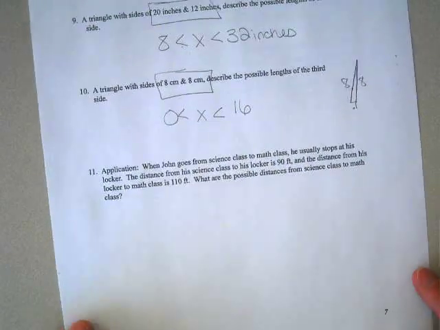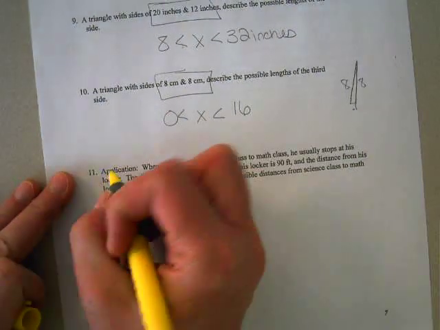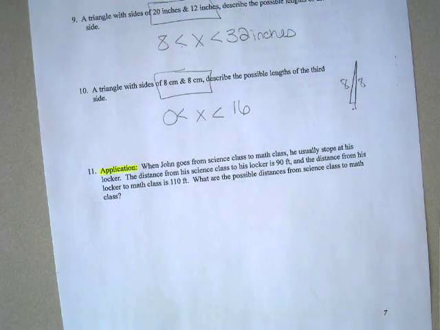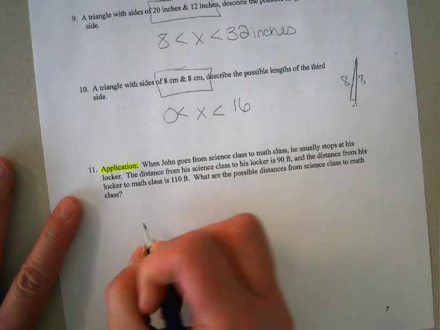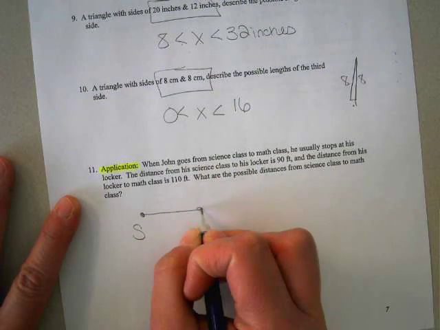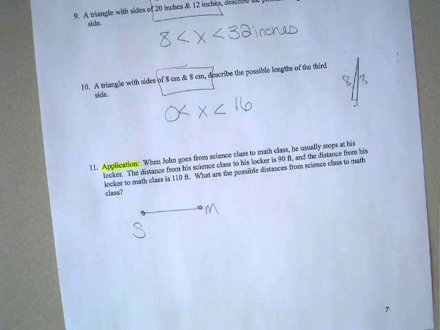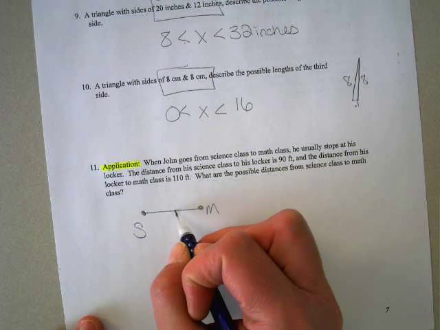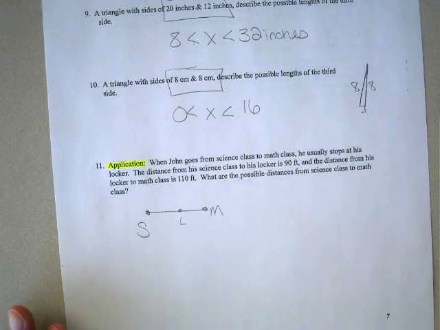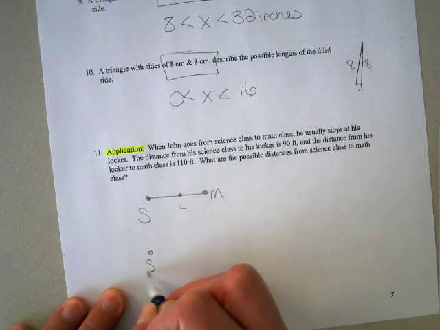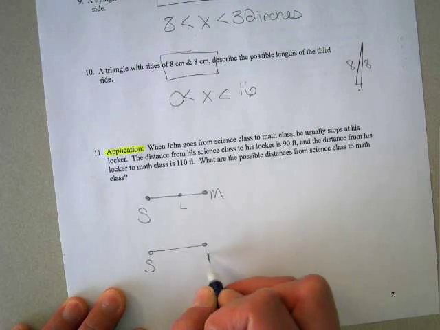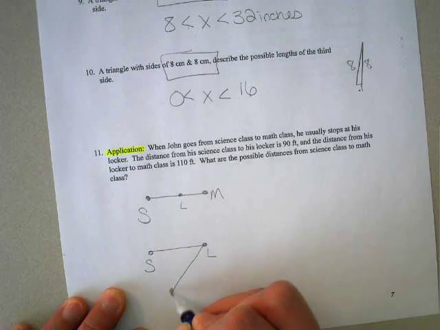Okay, here's the twist. And it kind of says it right here. They're giving you an application of where this can be used. It says, when John goes from science class to math, science to math, he usually stops at his locker. So could his locker be like right here? Could he leave science class, go to his locker, and then math class could be down a different hallway?